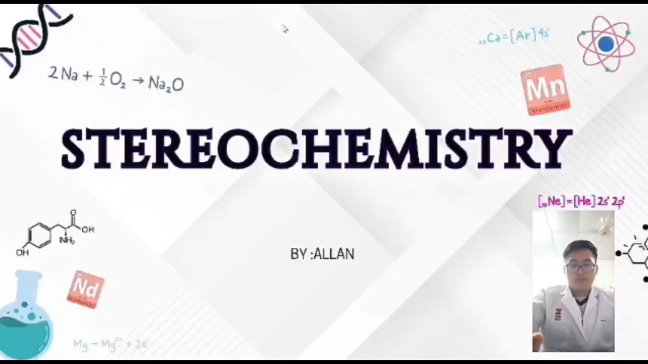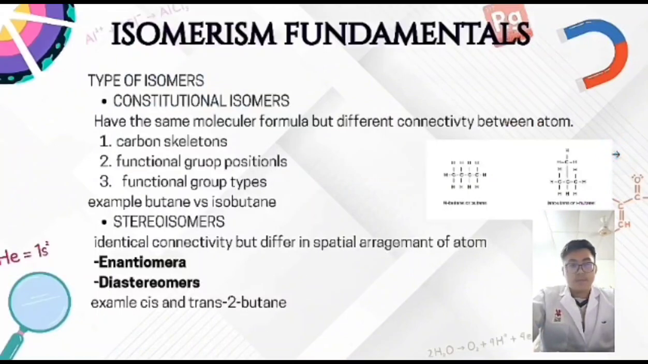Okay, I will continue with the last part of this video assignment, which is stereochemistry. The first one I will present is isomer foundation. Isomers have two types. The first one is constitutional isomers, which have the same molecular formula but different connectivity of atoms. They have the same building blocks, but different carbon skeletons, different functional group positions, or different functional group types. For example, butane and isobutane.